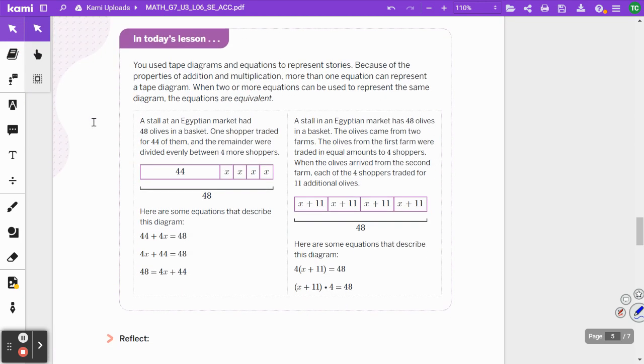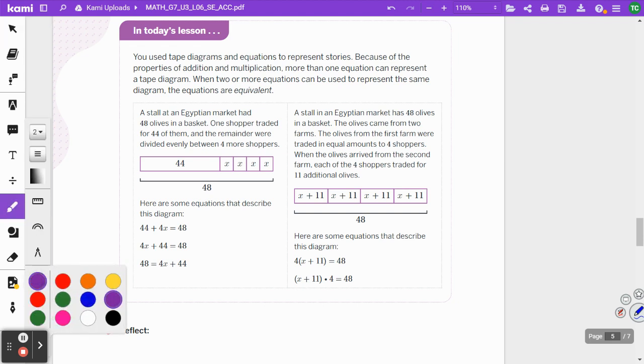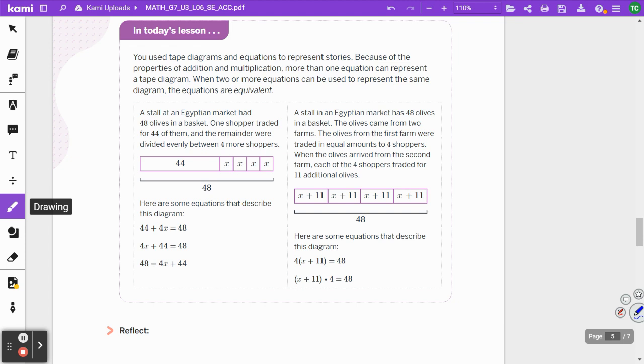In summary, what did we learn today? Go ahead and pause, read, mark up that text, come back when you're ready. So what is important to me is that we have tape diagrams that can kind of do something similar to hanger diagrams, but they have their differences as well. And like everything in life, there are advantages and disadvantages. We can use tape diagrams and equations to represent a similar situation. Because of the properties of addition, multiplication, as long as you're fair, more than one equation can represent a tape diagram. And what do we do?